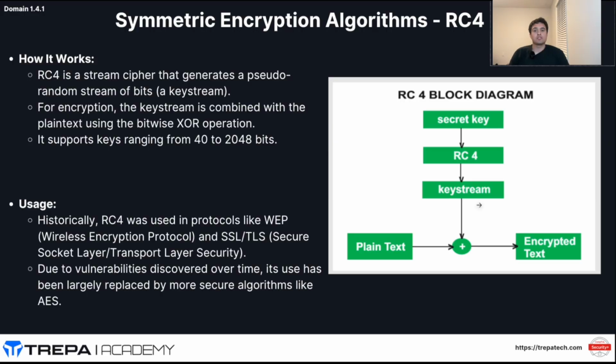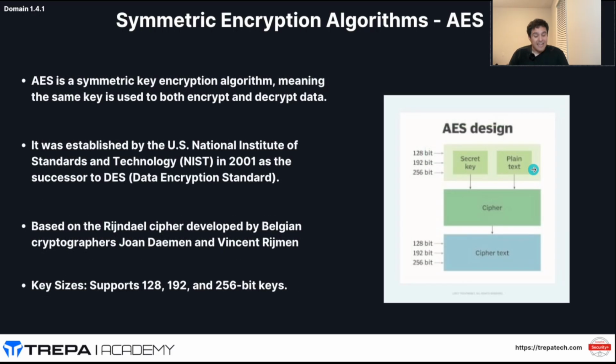So RC4 is a stream cipher that generates a pseudo-random stream of bits. I'm not even getting into that. It's another symmetric encryption algorithm where its key sizes range from 40 to 2048 bits. It was historically used in older protocols like WEP, but now it's vulnerable, okay? And it's also been replaced with AES. That's our standard now. AES is the go-to standard for symmetric encryption.